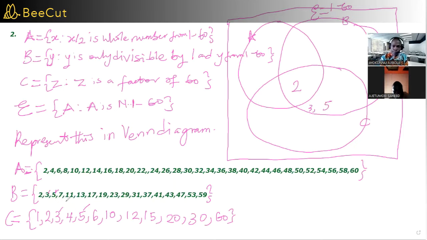Now, what about A and C? Is there anything common in A and C? Okay, I've considered that. So right now I'm going to go ahead to the solution to the other question on how to draw the Venn diagram.